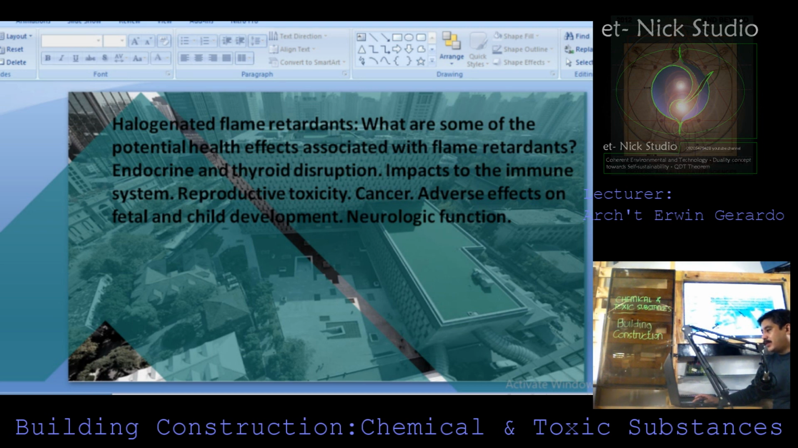Halogenated flame retardants. What are some of the potential health effects associated with flame retardants? Endocrine and thyroid disruption, impacts to the immune system, reproductive toxicity, it also causes cancer, adverse effects on fetal and child development, and neurologic function.